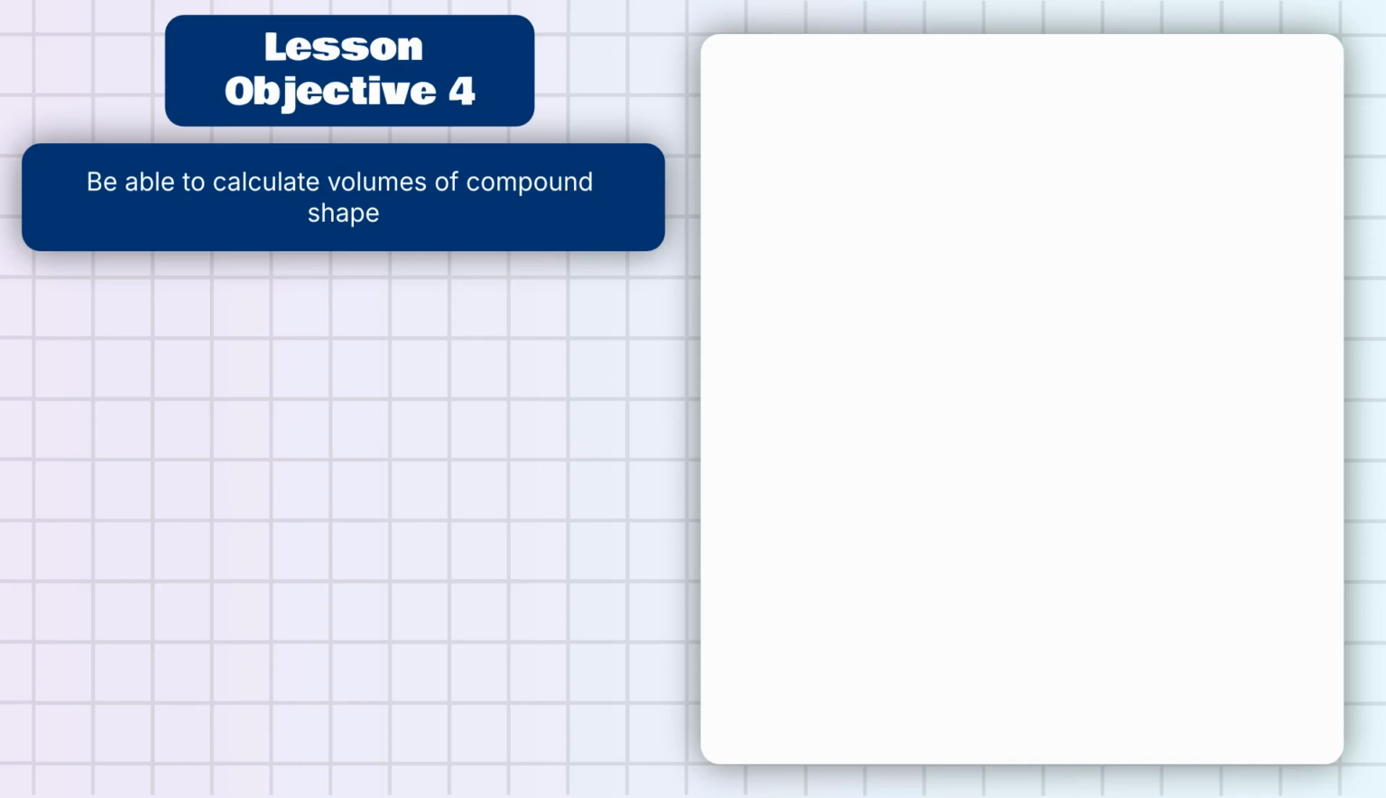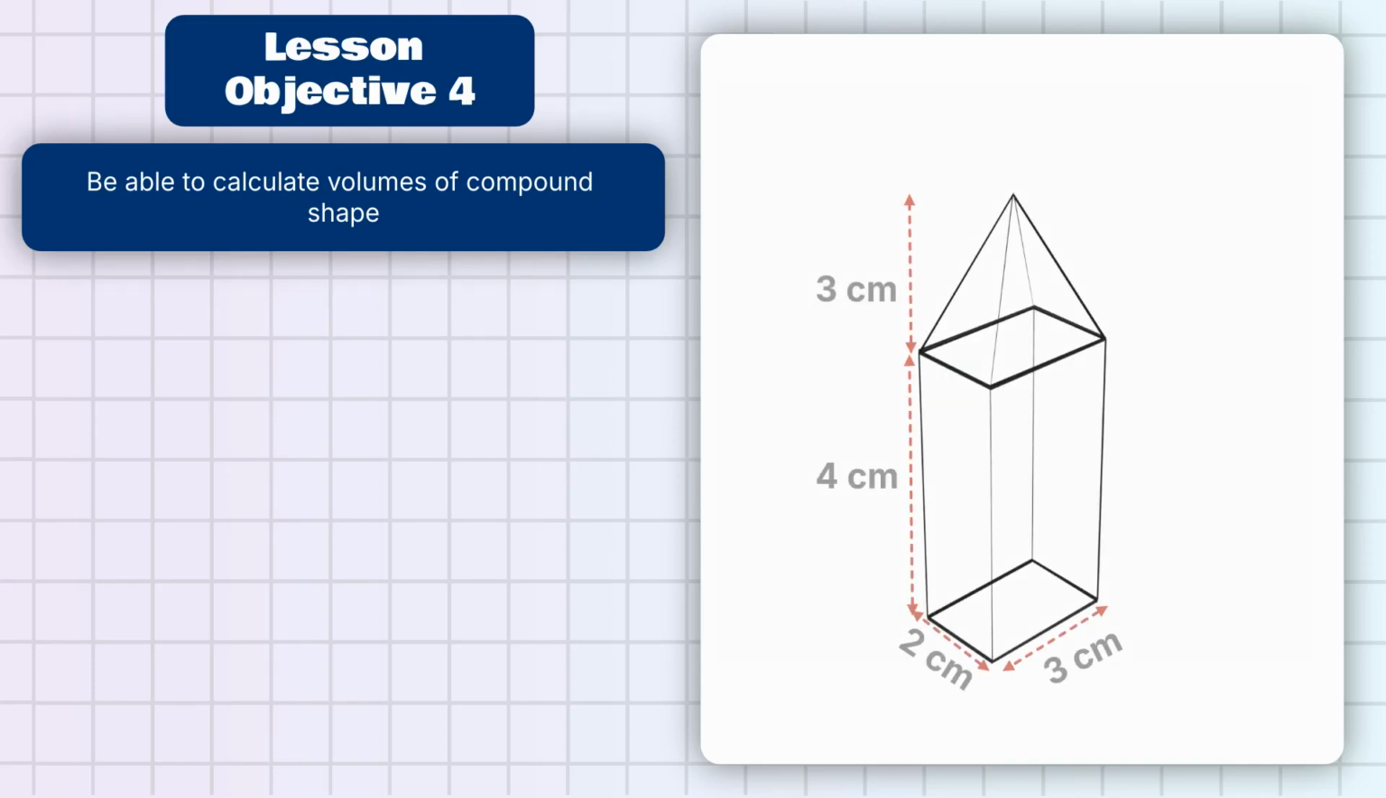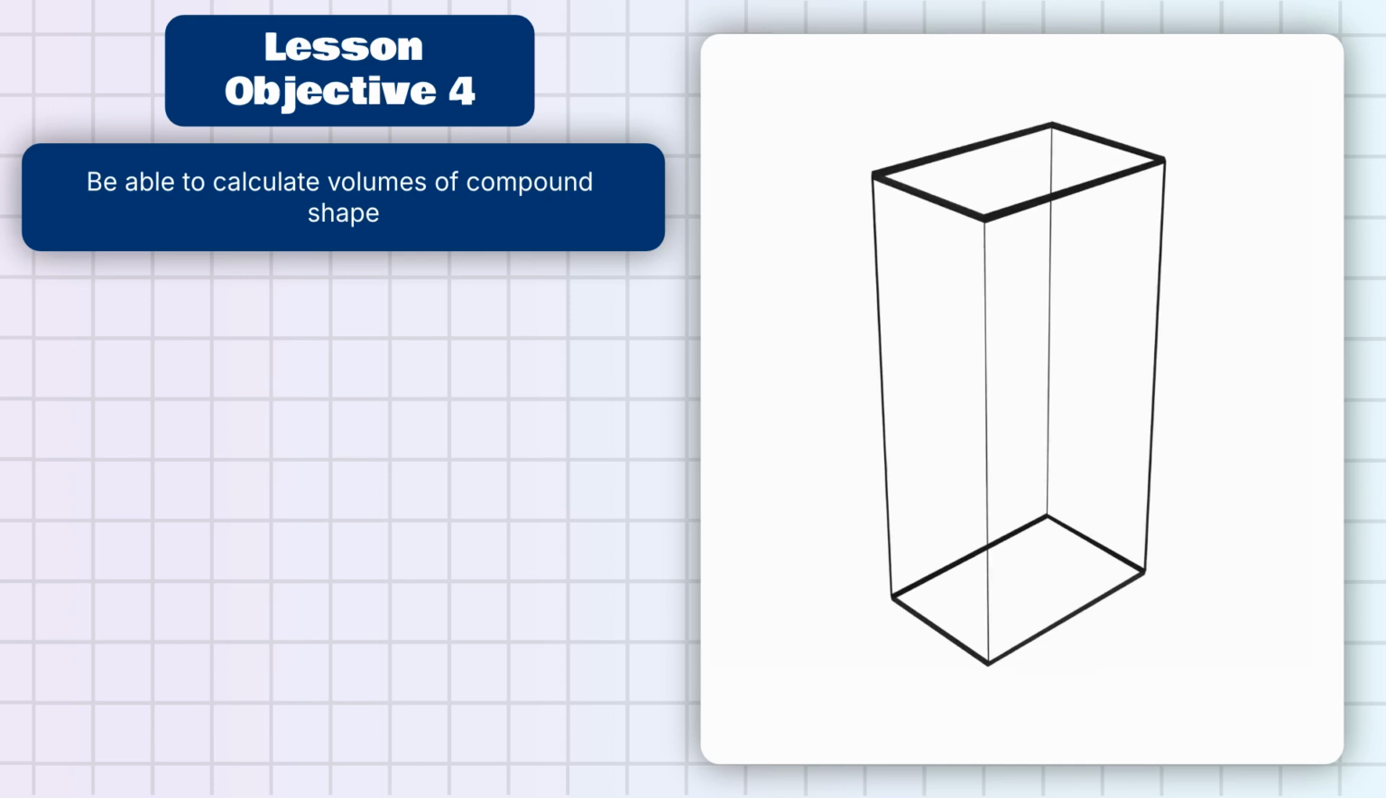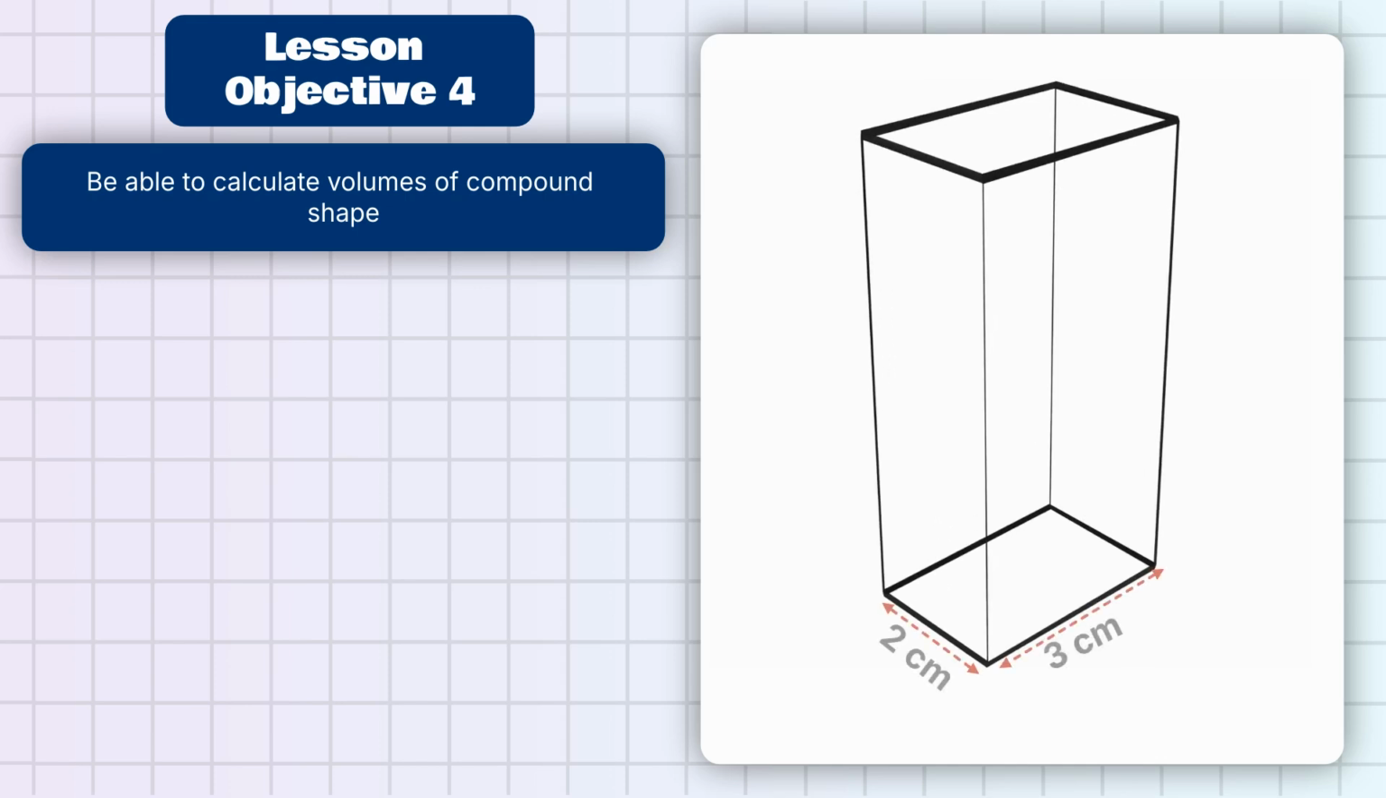Now let us combine all of our knowledge and address compound shapes. Imagine you have a cuboid and a pyramid on top of it with the shown dimensions, and we want to calculate its volume. Like we did with surface areas, the key to addressing compound shapes is to treat each part separately. Let us start with the cuboid first.